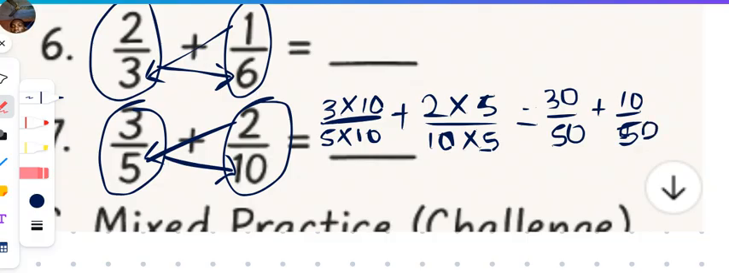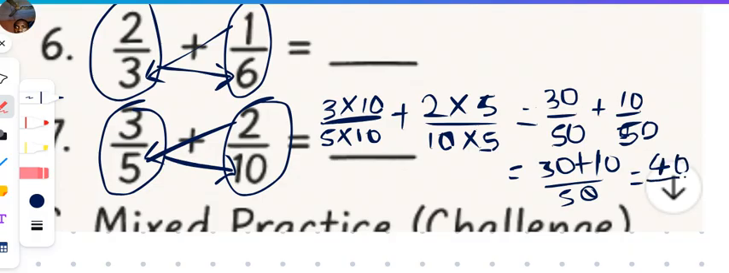So when we add them, are the denominators the same now? Yes. So we'll pick one of them. So I'm picking one of the 50s here. I'll draw my line and pick 50 here. What do I do to the numbers up? I add them. 30 plus 10. And that's going to give us what? 30 plus 10, 40 over 50.